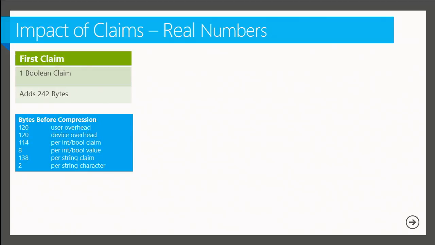Now, real numbers. Adding a single Boolean claim into the token adds 242 bytes. There's some overhead because we have user sections, and we have the device section inside the token. We have to have an individual Boolean value. That isn't big. It's 8 bytes, big deal. But if you have a claim itself, there's some overhead associated with it. If you have a string claim, well, we're going to add as much data as necessary to maintain the whole string in your token. That means 2 bytes per character. So it adds a bit of overhead.